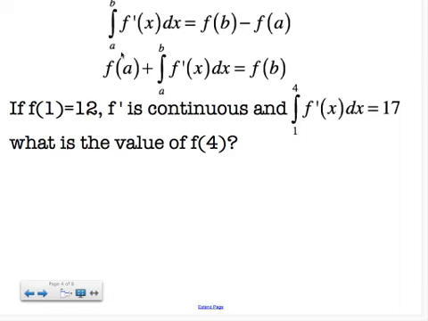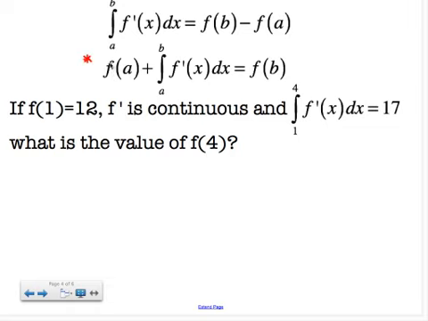Now, if you just take the statement that we just had, which is the integral from a to b of f prime of x dx equals f of b minus f of a, and we put f of a on the other side, in other words, we add f of a to both sides, we get this little expression right here, which is going to be very important as we move forward.